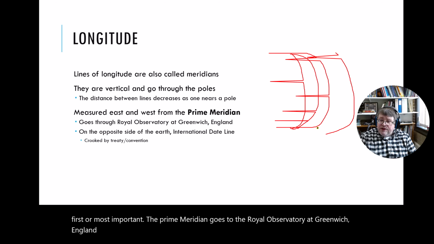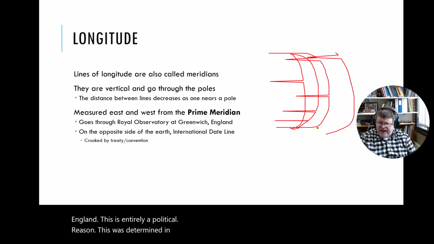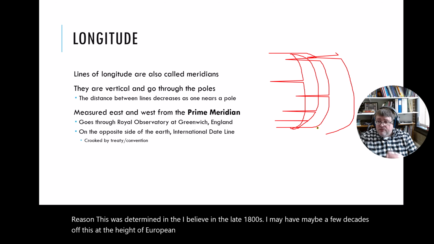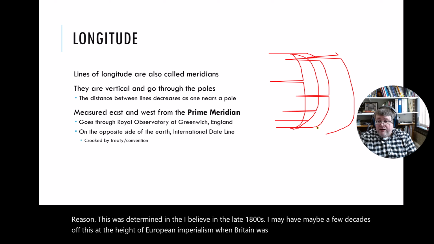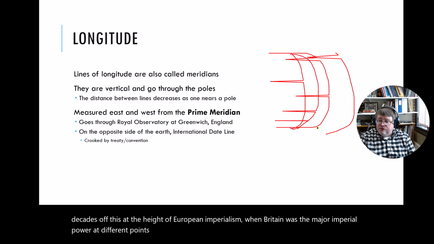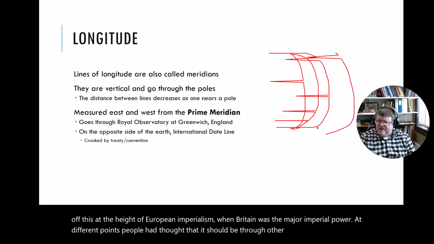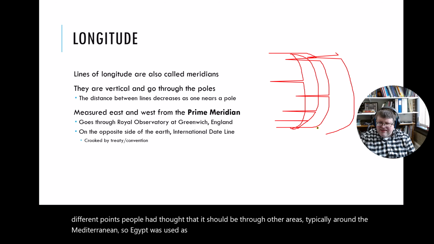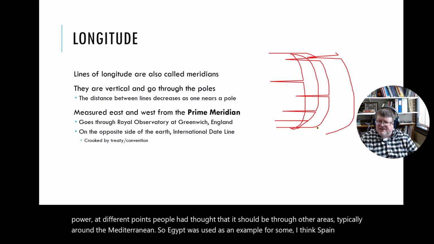This is entirely a political reason. This was determined, I believe, in the late 1800s. I may be a few decades off. This is at the height of European imperialism when Britain was the major imperial power. At different points, people had thought that it should be through other areas, typically around the Mediterranean. So Egypt was used as an example for some. I think Spain might have been there. There were lots of possibilities.